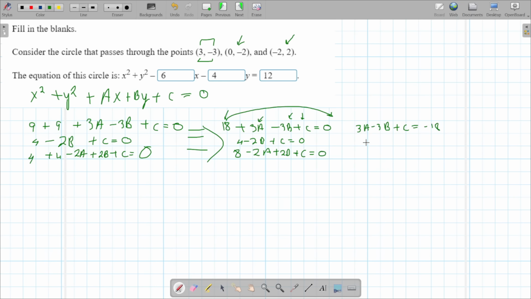This is the same as negative 2b plus c equals negative 4. And this is going to be negative 2a plus 2b plus c equals negative 8. Okay, what do we do here? If you have a calculator, I'm going to show you the video now on how to solve.